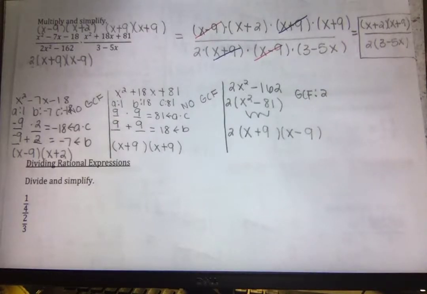I shouldn't have to go even more into that. Yep, no, that's it. None of the factors are the same, so nothing else can cancel, so that'll be our final answer. Now, what is the next problem you saw up front?